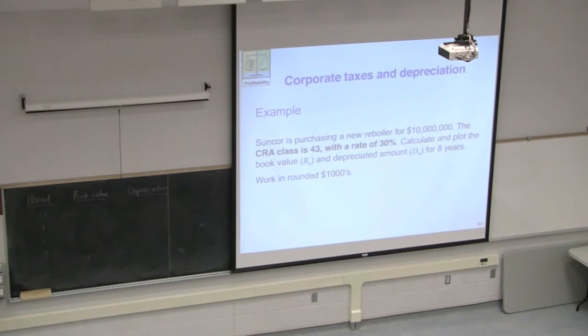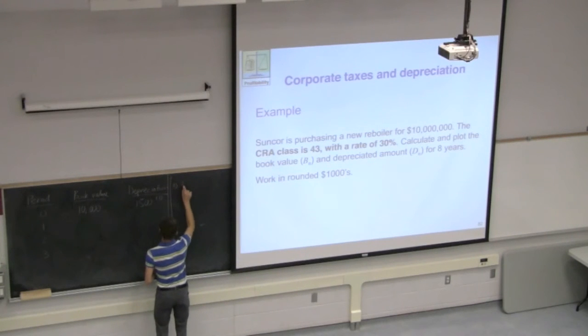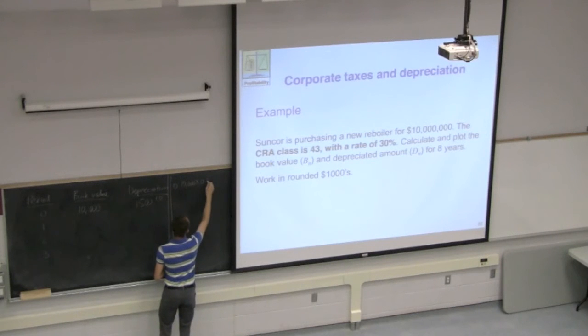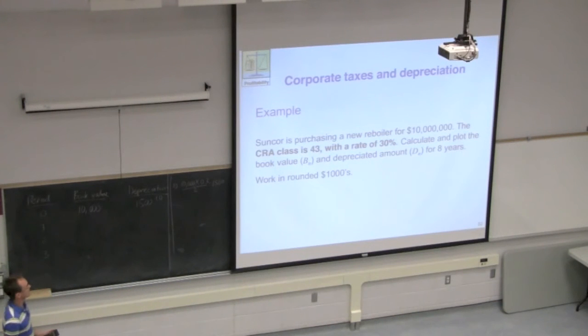Book value in period zero. $10 million. We've ignored installation and all those other costs, so let's just work with that in this example. So $10 million is my book value. At the end of the year, what is the depreciation I get to write off? 1,500. So that's equal to 1,500 there. Let's just put a note. That's equal to 10,000 times 0.3 divided by 2. So you get to write off 30% of the value of the item, so 10,000 times 0.3, but only half of it gets written off due to the 50% rule.